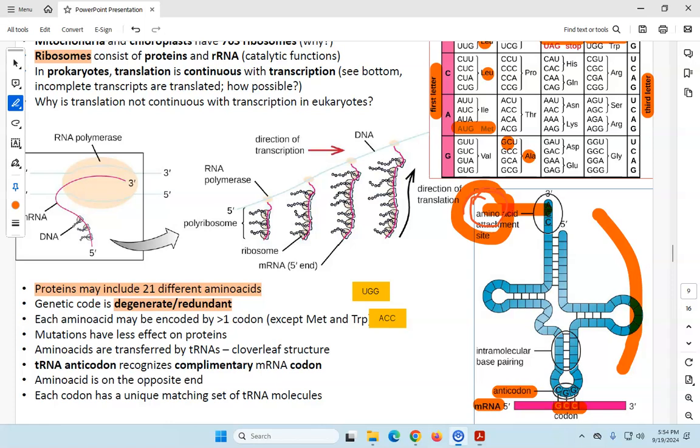So let me ask you this. Imagine that you have a codon, okay, in the mRNA that is CAA. Okay? What's going to be the anticodon? GUU. Okay? Make sense? So CAA, what amino acid does it encode? Glutamine. It's glutamine. Okay?